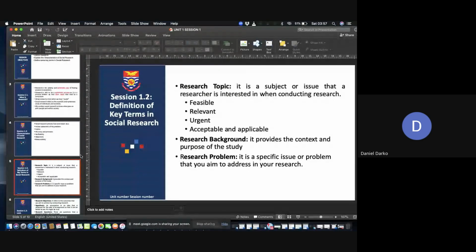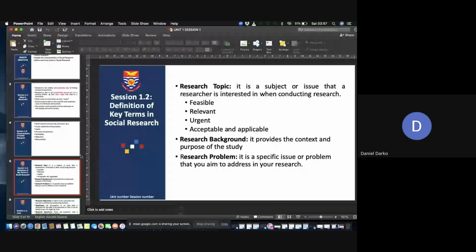Then research background. It provides the context or the purpose of the study. So you need to give us the background of the topic. What's the background of it? What have people done about it? What are people still doing about it? Let us know.